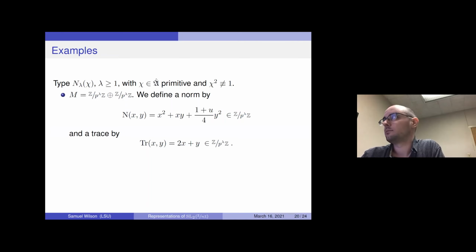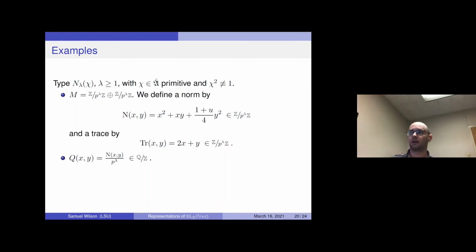And we define this norm, x squared plus xy plus (1 plus u)/4 y squared. And as I mentioned, this is a norm specifically associated to a number field, because we can think of M as being equivalent to Q adjoin the square root of (1 plus u)/4, or the square root of 1 minus u. And then we have a trace, 2x plus y. And we have our quadratic form simply defined by the norm.